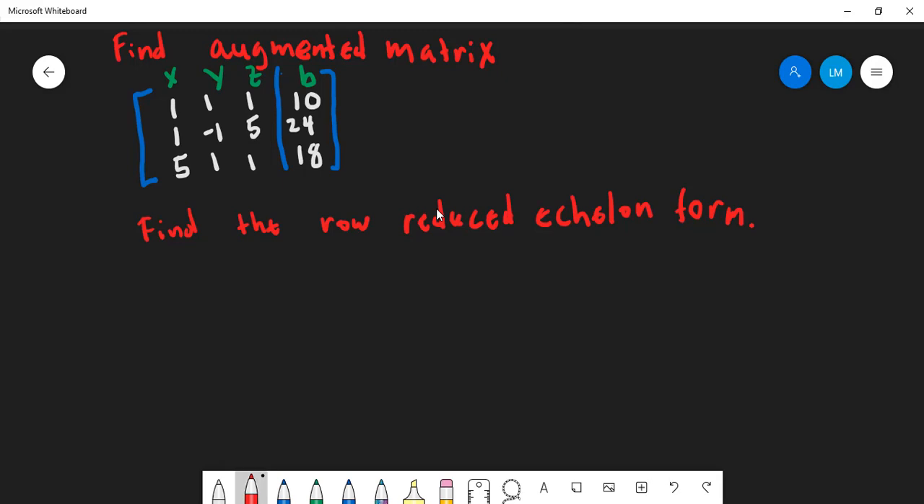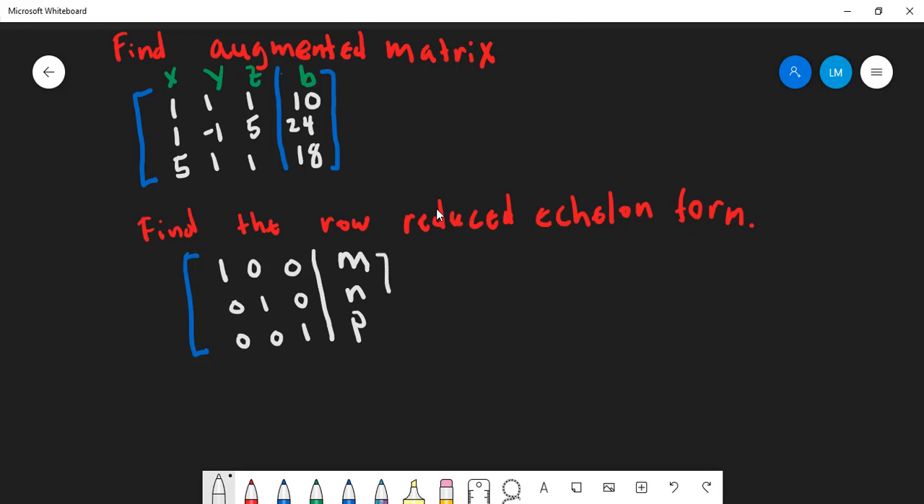Okay, now just as a reminder, what does that look like? Well, that looks like a matrix with a set of ones and zeros. So like 1, 0, 0, 0, 1, 0, 0, 0, 1. And then we just put our answer as follows. We'll probably have to use different letters for this one, so maybe we'll just call it m, n, and p.